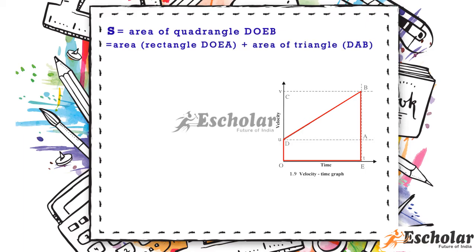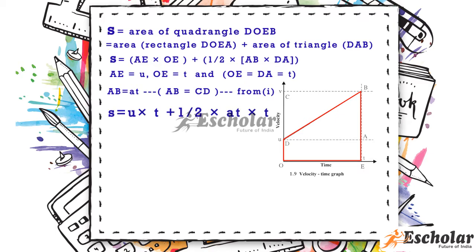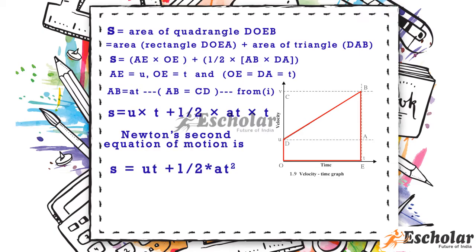area of triangle DAB, that is S equals AE into OE plus 1/2 into AB into DA. But AE equals U, OE equals T and OE equals DA equals T. AB equals AT, AB equals CD from 1. That is S equals U into T plus 1/2 into AT into T. That is Newton's second equation of motion: S equals UT plus 1/2 AT squared.